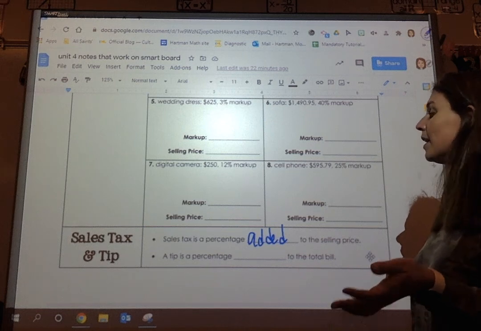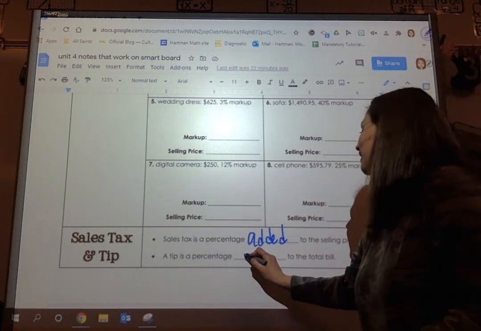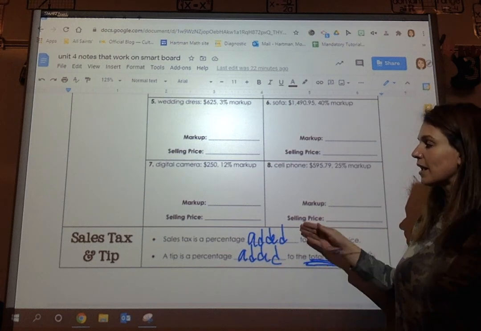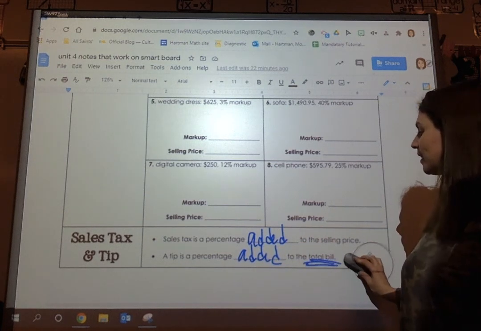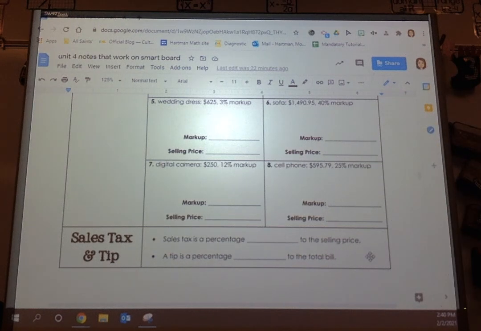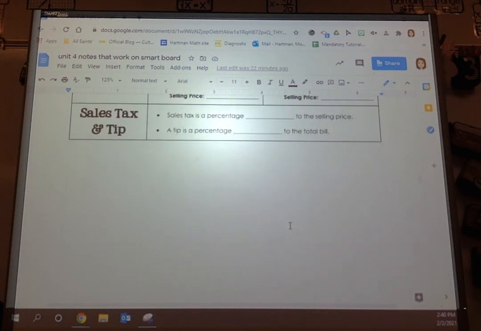Okay? Now, what is a tip? Well, a tip is a percentage added to the total bill. All right? So that's kind of the definition. Now let's take a look at what it looks like when you go out to eat. How do we calculate that? All right.